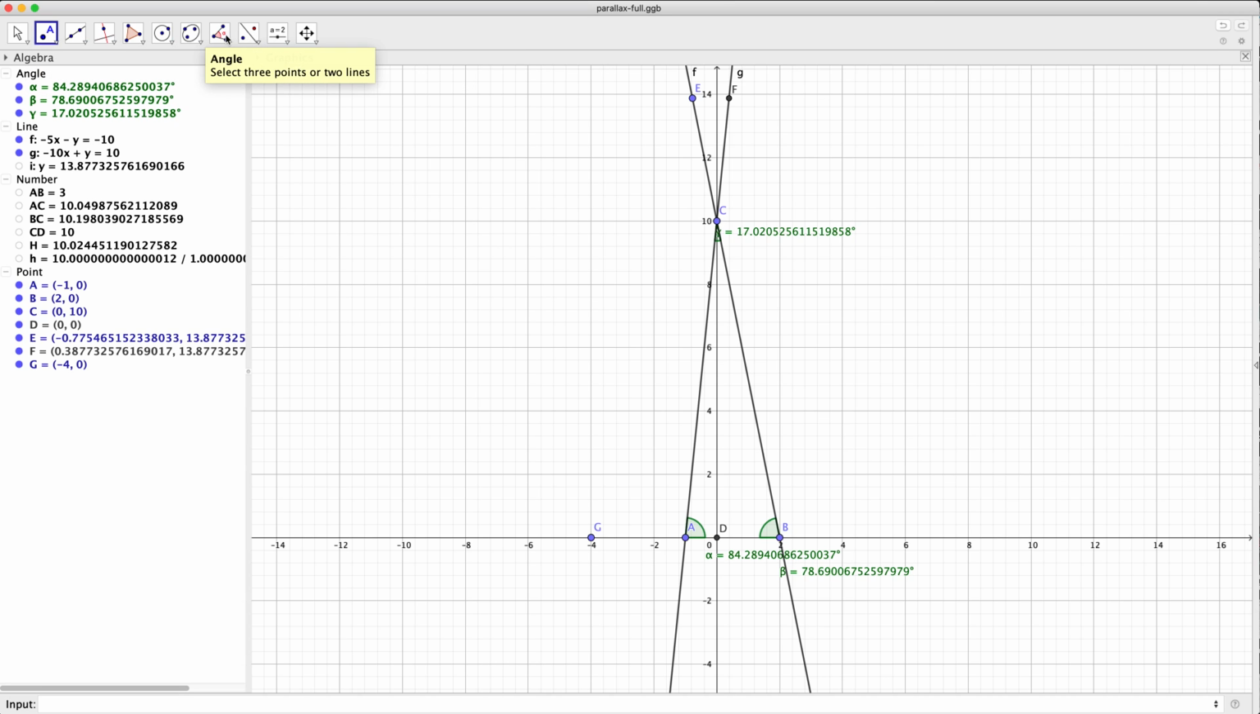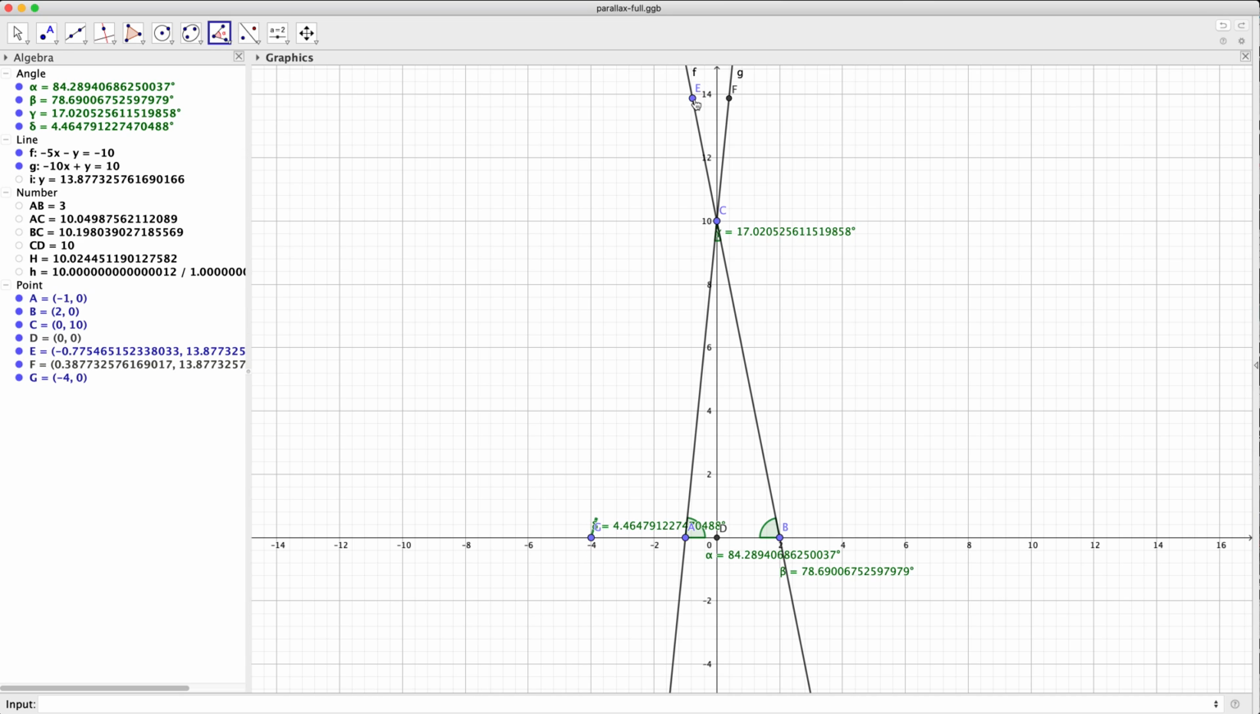Now, let's get that angle going there. Angle FGE. There we go. All right, why do I care about that angle? 4.46 degrees. That doesn't seem to correspond to gamma or anything. That's terrible, James. That's terrible.